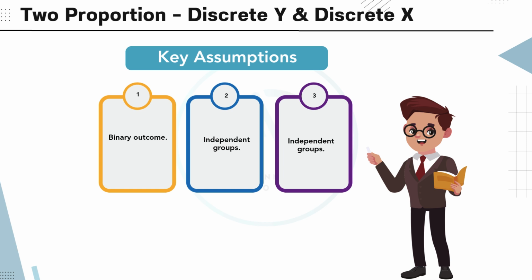2. Independent groups. The two groups or samples being compared must be independent of each other. That means the outcome of one group should not influence the other. 3. Independent groups again. This looks like a design repetition in the slide. It might have been a placeholder or oversight. However, it's still worth reinforcing the point that independence between the groups is absolutely crucial. In summary, the two-proportion test is valid only when the data is binary, and when the two groups being compared do not have any overlap or dependency. We'll now move ahead to see how to run this test in Minitab and interpret the results.